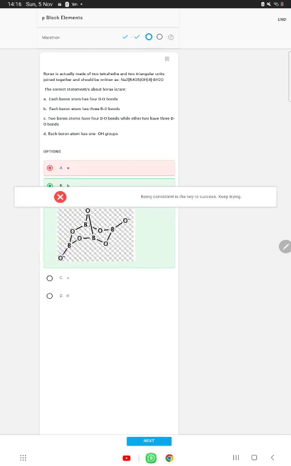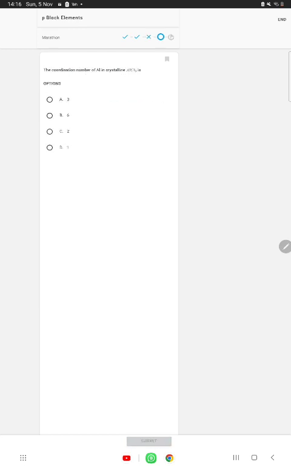No, wait, it is 3. Option B. Each boron atom has 3 B-O bonds. B-O: 1, 2, 3, 4. So how many B-O bonds is one boron atom forming? 3. The coordination number of aluminum is 6.